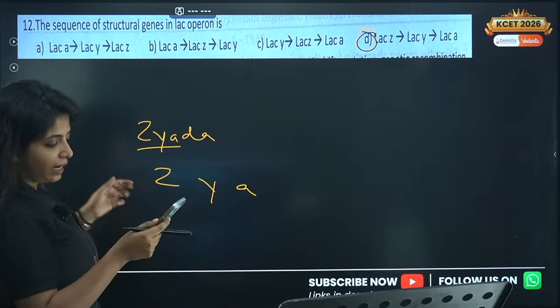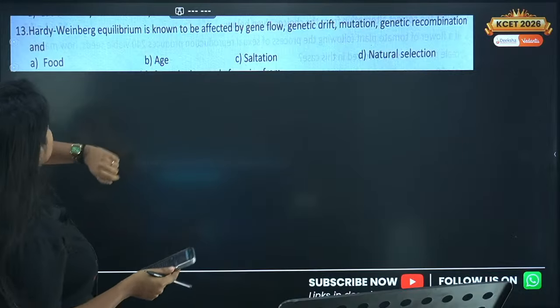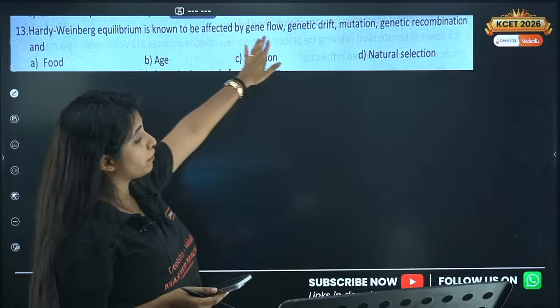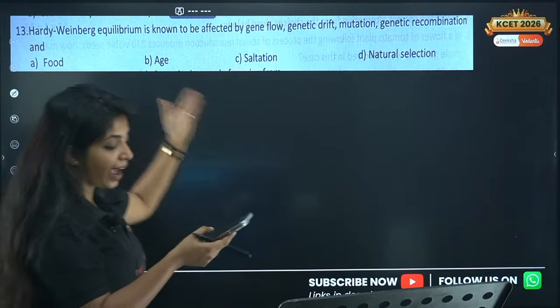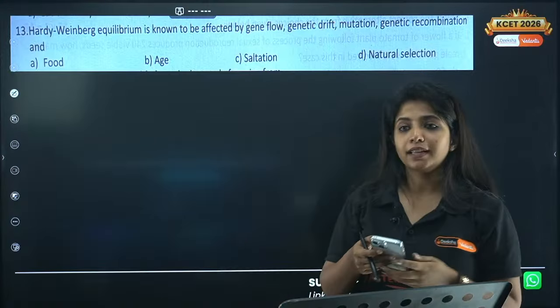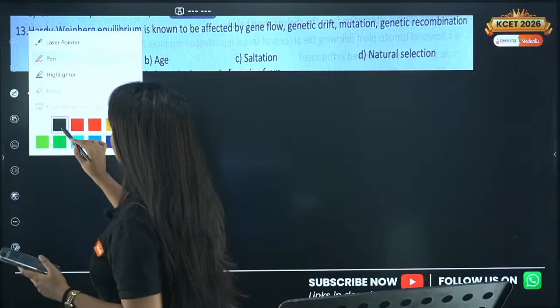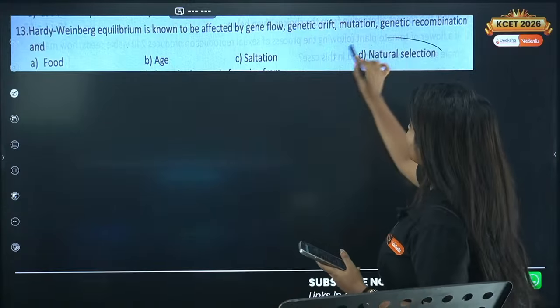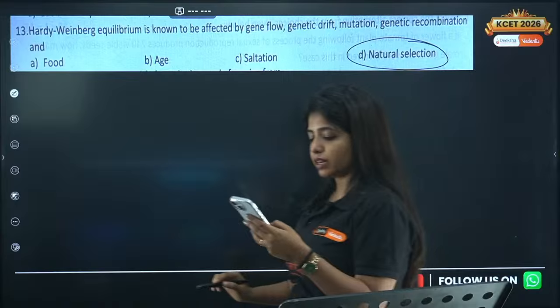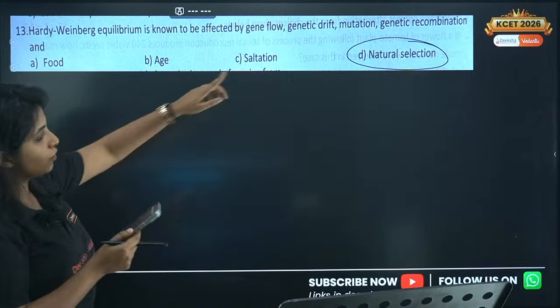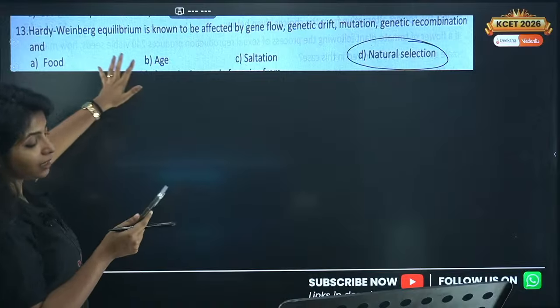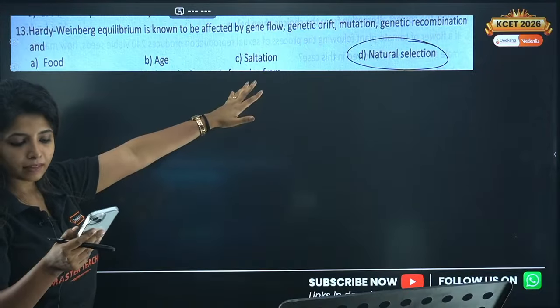Cool? Fine. Going ahead with the next question. Hardy-Weinberg equilibrium is known to be affected by gene flow, genetic drift, genetic mutation, genetic recombination, and what? There is one more reason why Hardy-Weinberg principle is not being followed, and that would be natural selection. Natural selection can also change the allele frequency. So the answer for this question would be D. 13th answer is D. Cool?